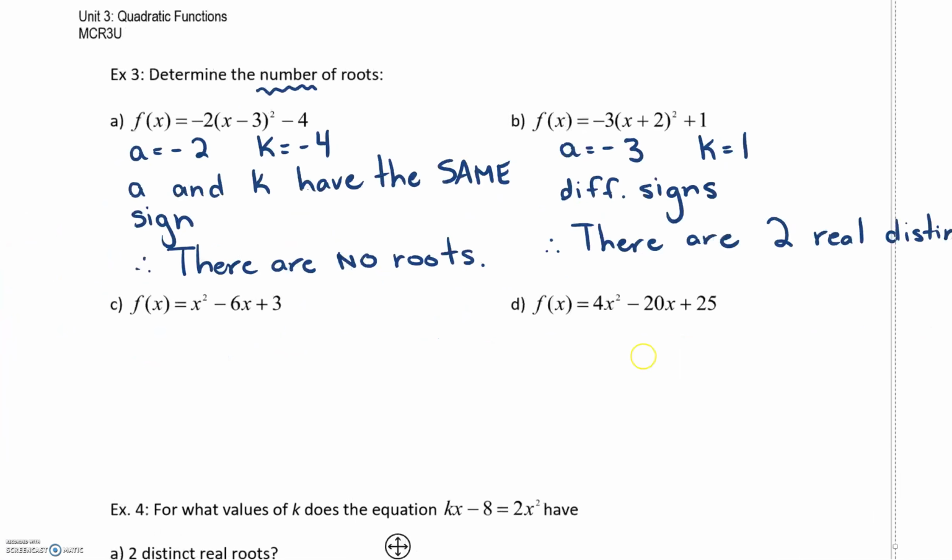That's how you write that, without doing the actual work. We're not asking you to do the quadratic formula. We're not asking you to complete the square. We're just asking you to find how many roots.